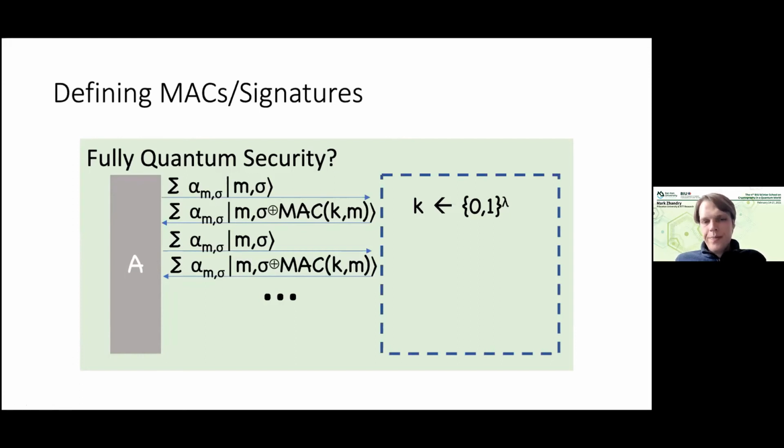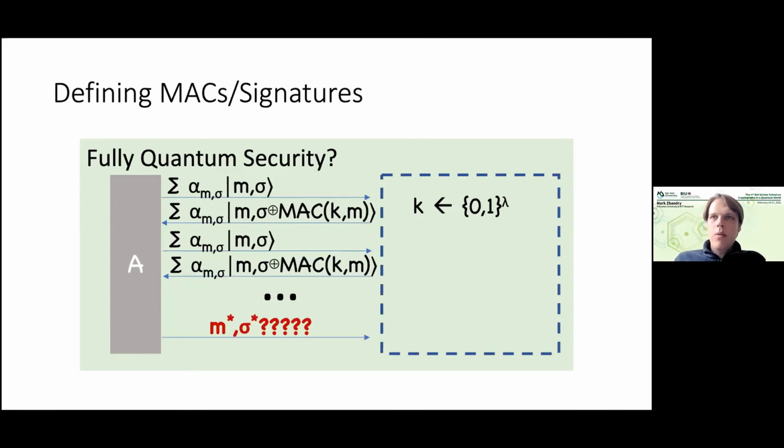So far there's no issue, right? It's the same thing we did in the PRF case. We just allow quantum queries to the signing algorithm instead of classical. The problem comes at the end. So at the end, what do we want the adversary to do?